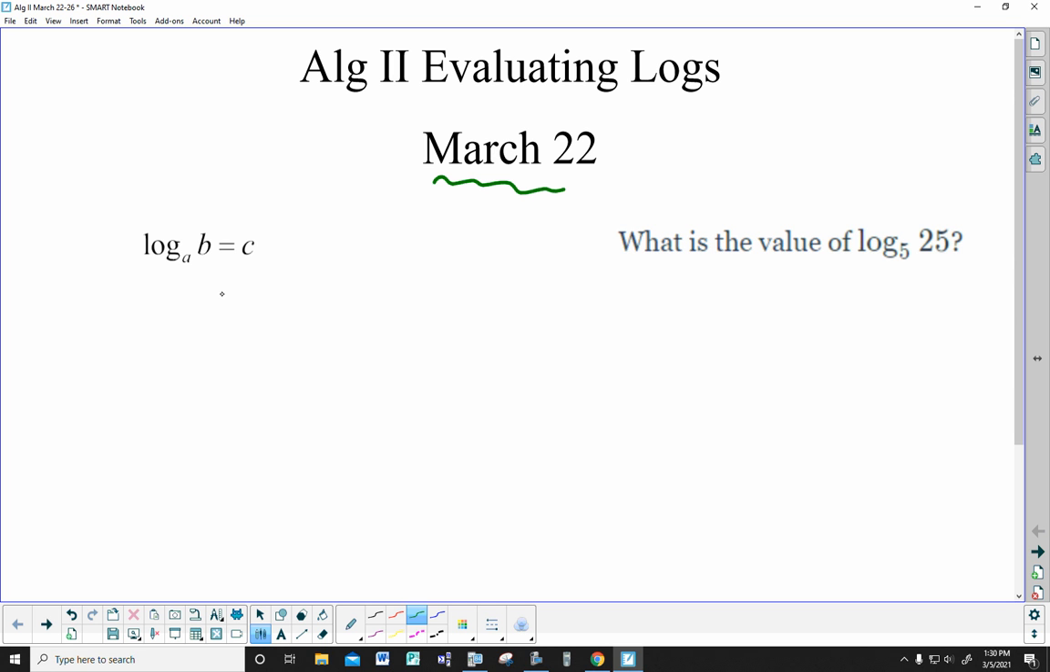So, the first thing I need to do is coach you how to pronounce this. You would say it log base A of B is C. That's how you'd say it. And I need to point out a couple things.